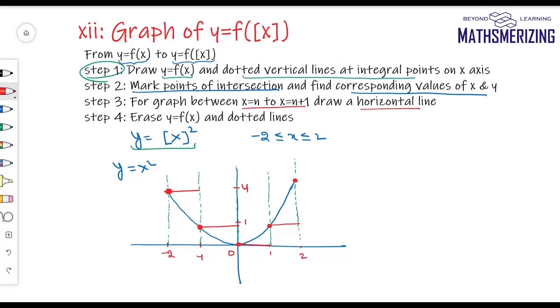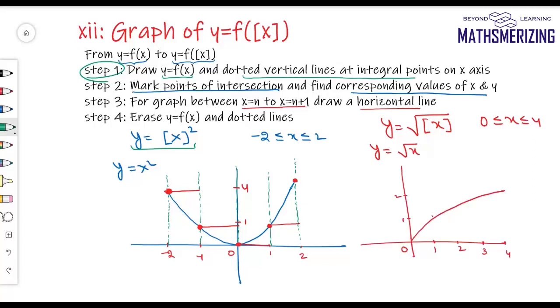Say for example, I have to draw the graph of y equals under root of the greatest integer function of x, when x lies between 0 and 4. So my basic graph will be y equals under root of x. So that's the graph of under root of x. Now I'll draw vertical lines at integral points. So I'll draw this line at 0. I'll draw this line at 1, at 3 and at 4. And I'll mark these points of intersection.